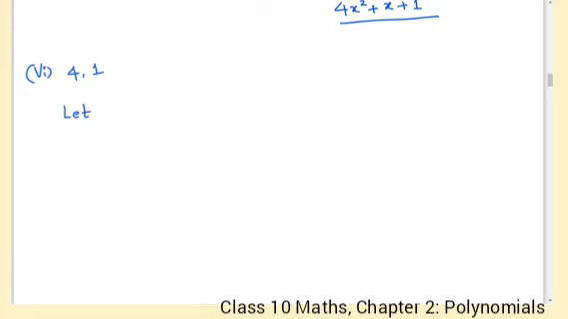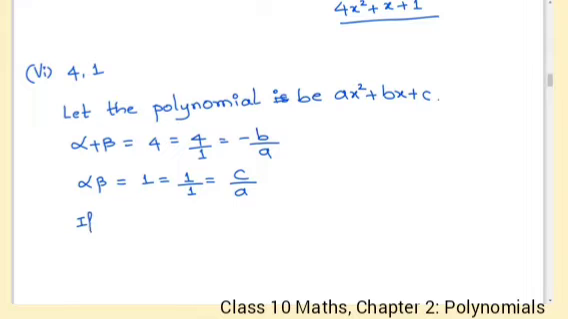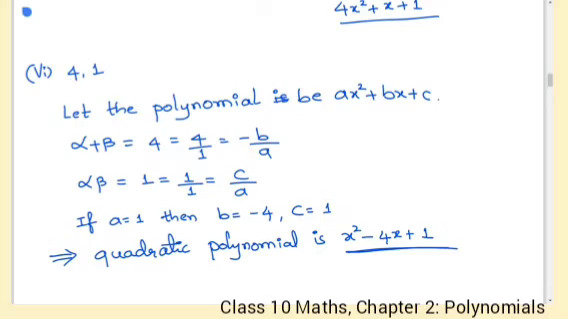Sixth one, 4 comma 1. Let the polynomial be ax square plus bx plus c and its zeros be alpha and beta. Here alpha plus beta is given as 4, alpha into beta is given as 1. Alpha plus beta is minus b by a, alpha into beta is c by a. If a is equal to 1, then b becomes minus 4 and c becomes 1. Hence quadratic polynomial is x square minus 4x plus 1.